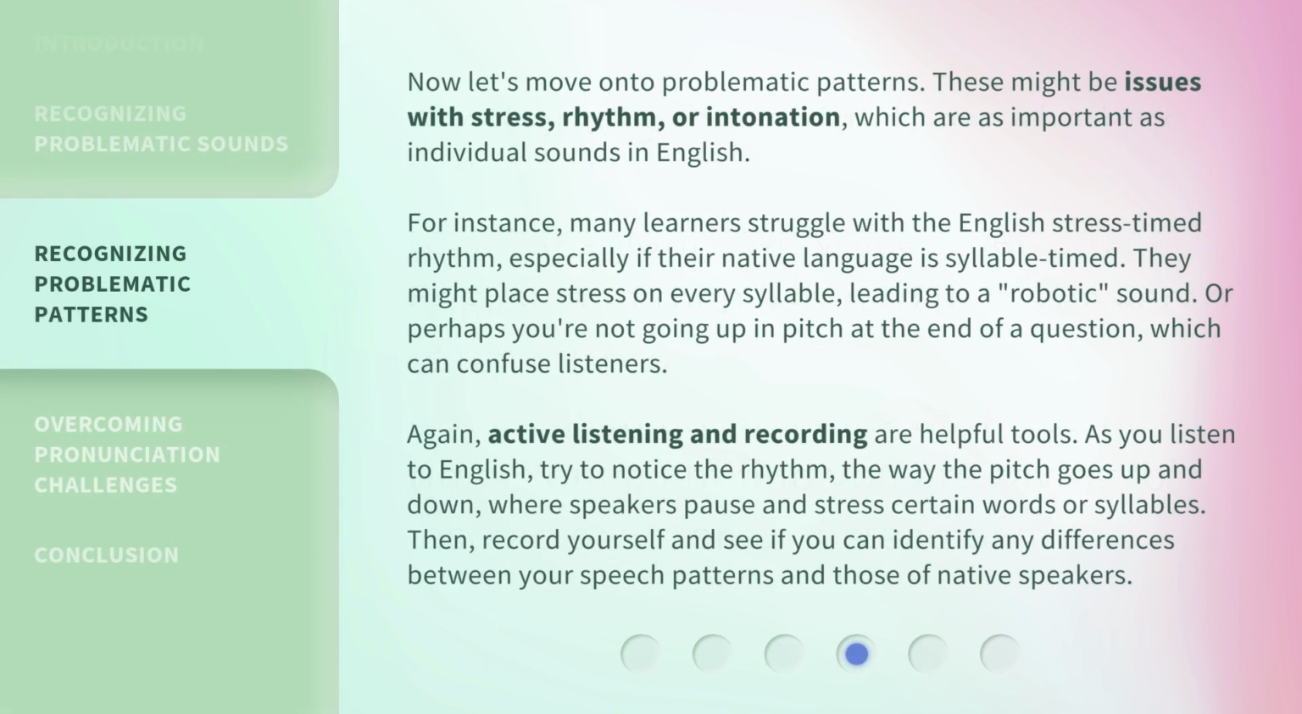Now let's move on to problematic patterns. These might be issues with stress, rhythm, or intonation, which are as important as individual sounds in English. For instance, many learners struggle with the English stress-timed rhythm, especially if their native language is syllable-timed. They might place stress on every syllable, leading to a robotic sound.